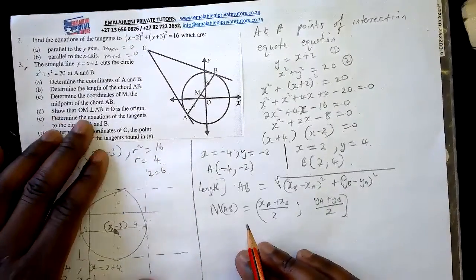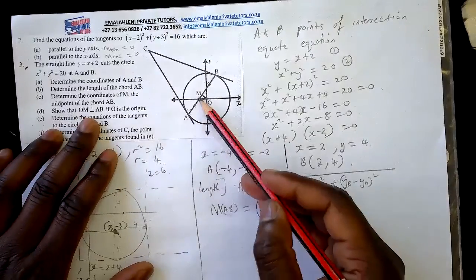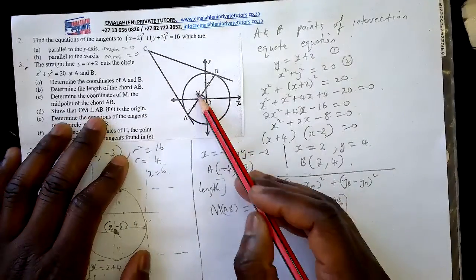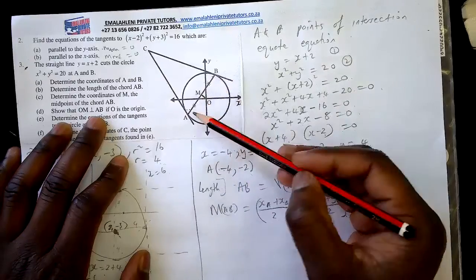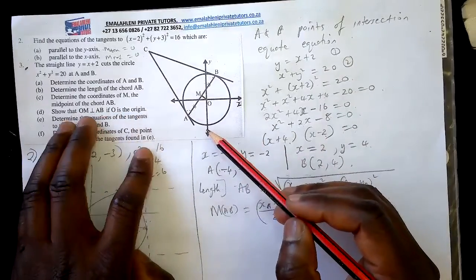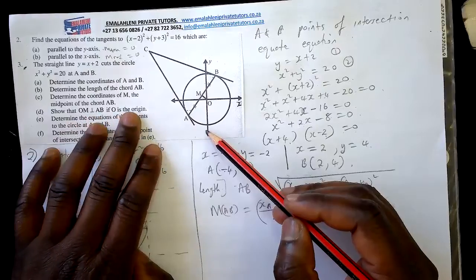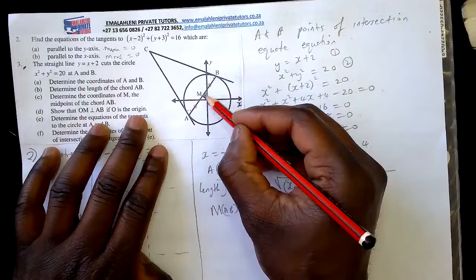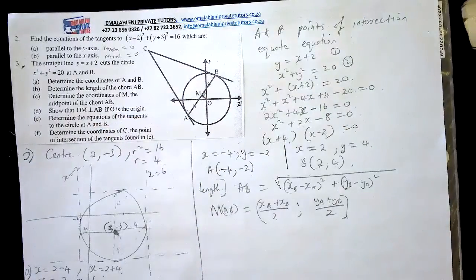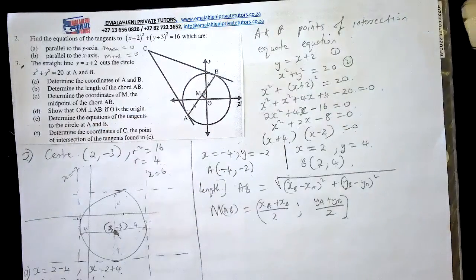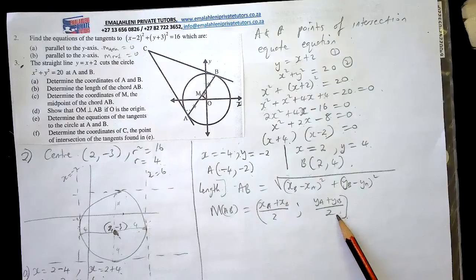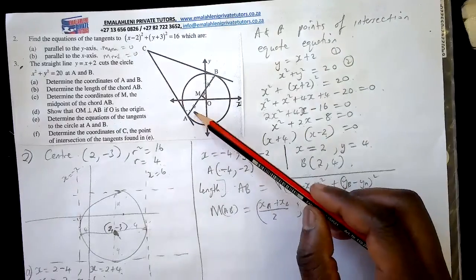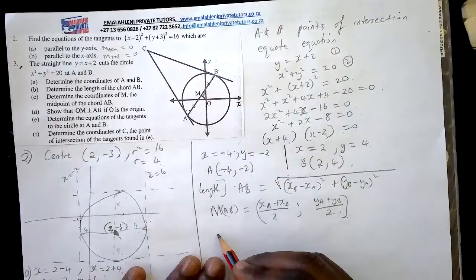Show that OM and AB are perpendicular. If O is the origin, so these two, they are told that these make 90 here. How do we show that they do make 90 degrees there? How do we show that they're perpendicular? What do we need to do? We need to find the gradient. So M, we already found the coordinates of M because it's the midpoint. Now what do we need to do? We need to find the gradient of AB.